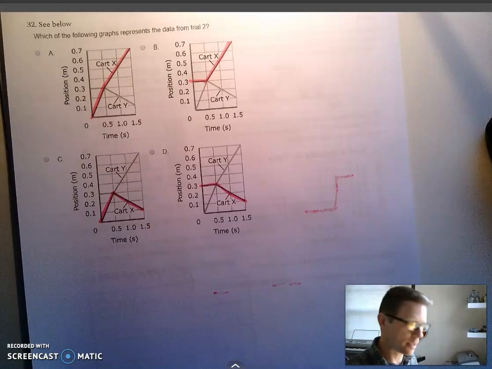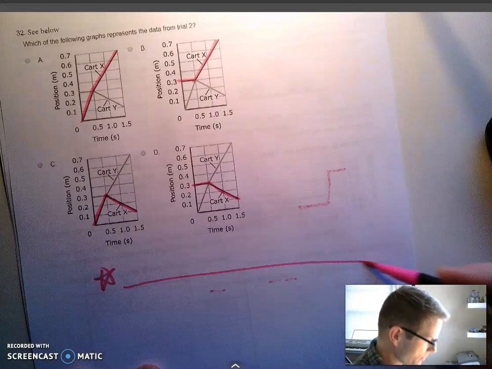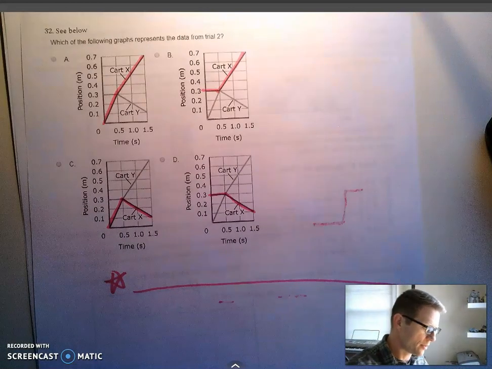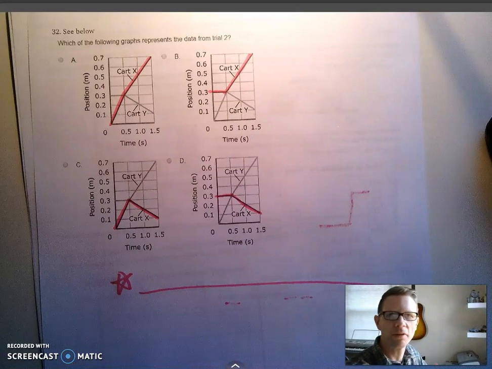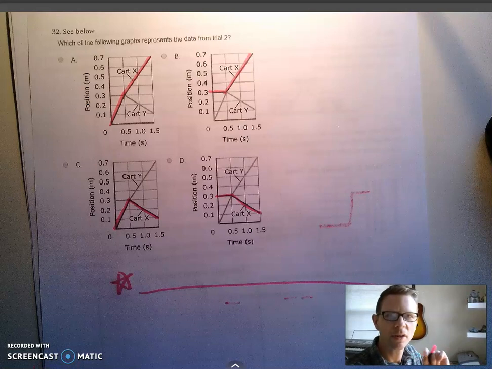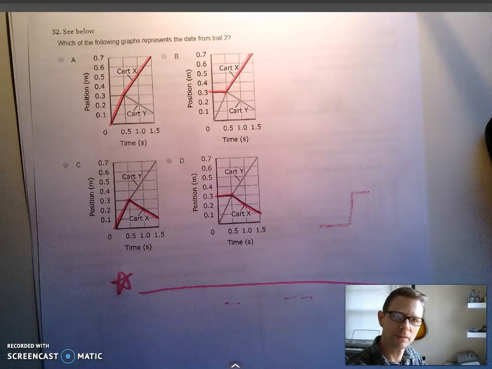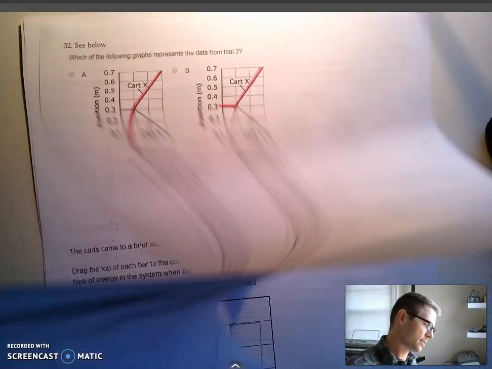Because, and I want you to make a little note here. If you look at the original graph, which was a velocity graph, you can tell that the velocity was positive for cart X, then it was negative. And the velocity for cart Y was 0, then it was positive. So just rewind. I'm not going to say that over and over again. Rewind what I just said, and then you'll get that.